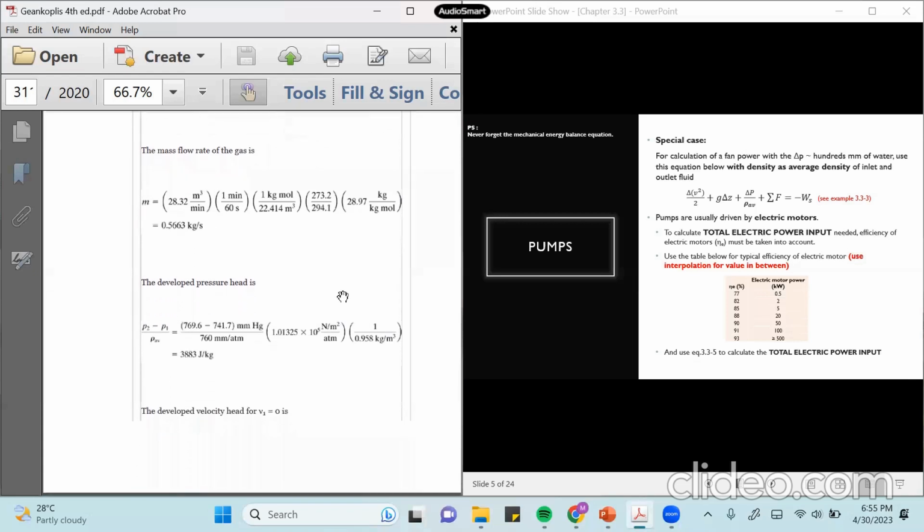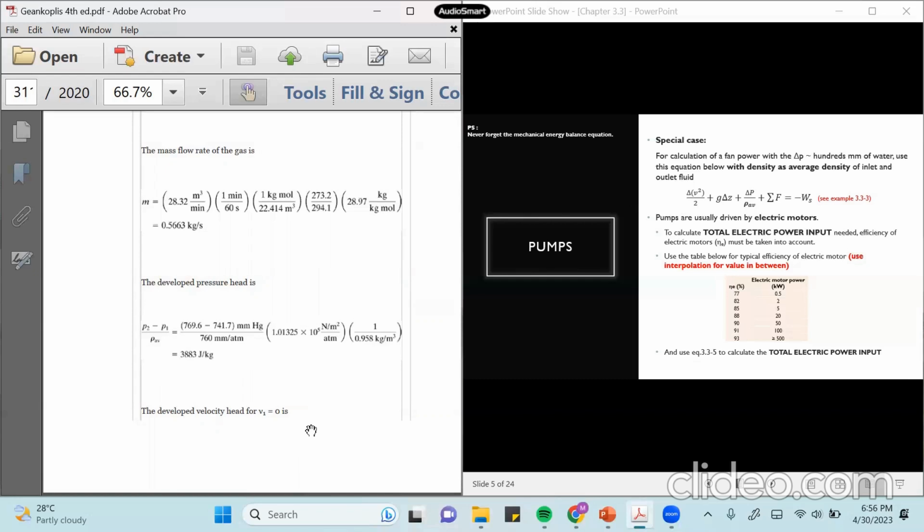Okay, so the developed pressure head. It's the delta P divided by the average density. Don't forget to convert the units first. Then we can get the developed pressure head. The developed velocity head, the first term here. V1 is 0. Why?